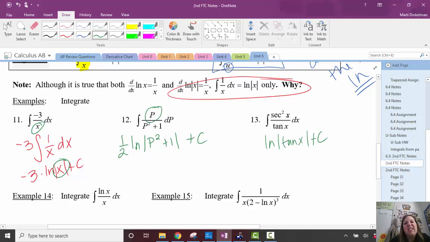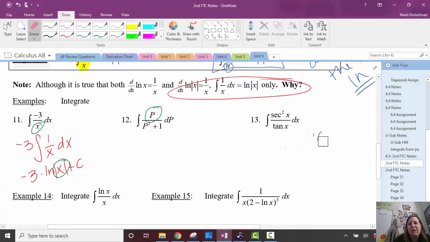Now, let's say that's not an obvious thing to you. You still have to think about this being a natural log, and so you would have to do a u substitution.